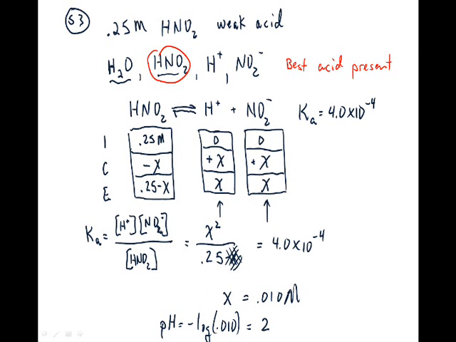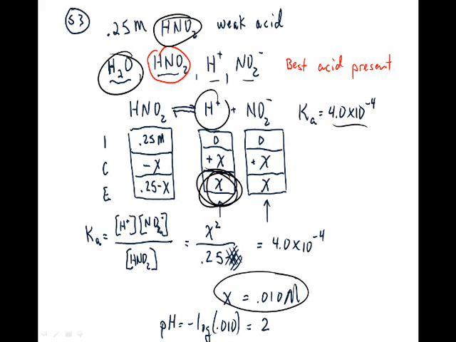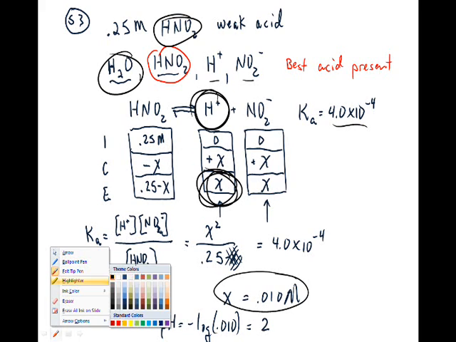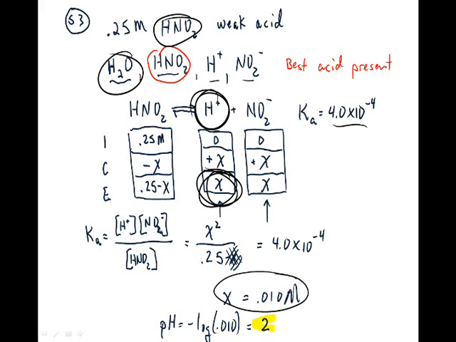Number 53, we now have a system where we have a weak acid, we have water, we have some of these things present. This weak acid is the best acid present. It has a Ka value of 4 times 10 to the negative 4. So we can plug that into the ICE box and calculate what X is. Now in this particular case, X is the hydrogen ion concentration, and you'll use that to calculate pH. And so in this solution, pH is 2.